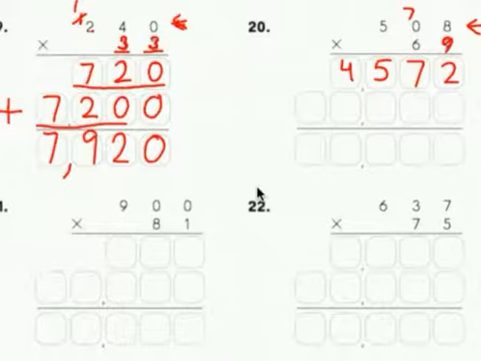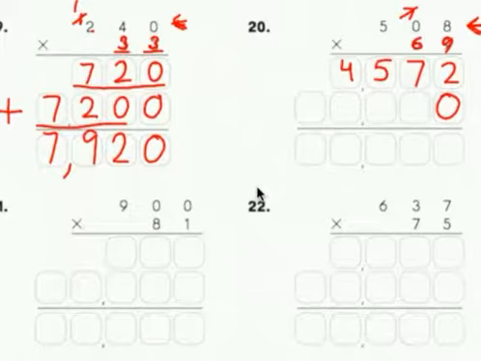Time for step 2. I'm going to multiply the 6 times the top row. Okay? Before I do that, I'm going to cross out this 7 so that anything I write up here will not be confused with the 7. The next thing I'm going to do is to drop the egg because I'm multiplying by a 6 in the tens place. So I want to move everything over one space.